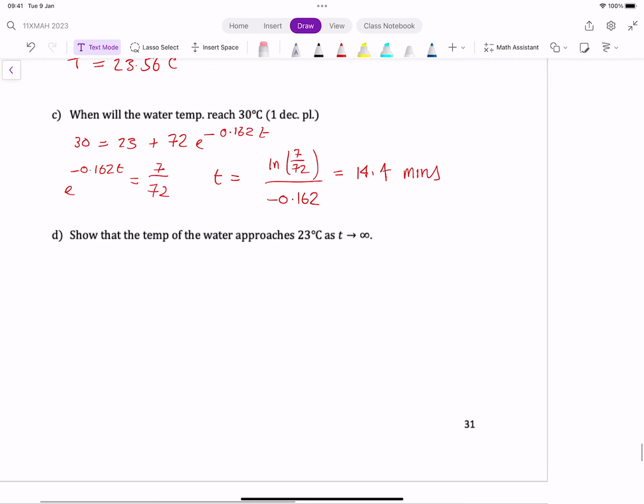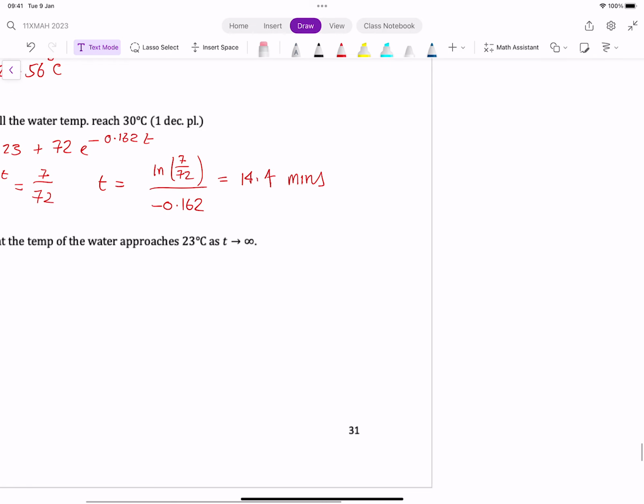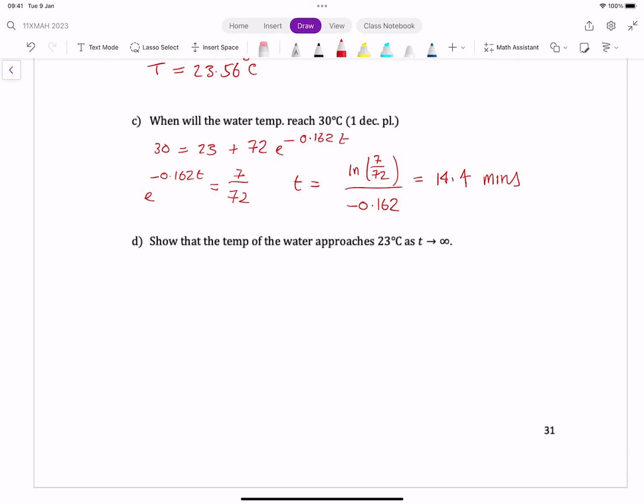Show that the temperature of the water approaches 23 as t approaches infinity. There are a number of ways of doing this. I personally would just say T is equal to 23 plus 72 e to the minus 0.162t. I then substitute, say, in 100,000, and you get 23.